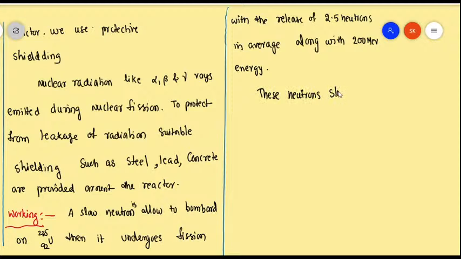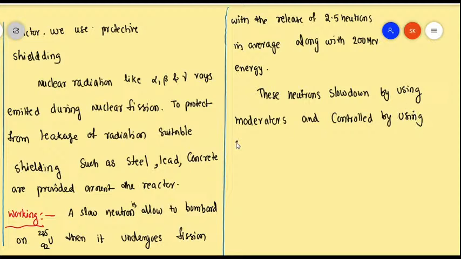The released neutrons, 3 neutrons are released here, but they are fast moving neutrons. These neutrons are slowed down by using what? Moderators, right? And controlled, meaning absorbed, by using control rods. When you want to stop, you can stop by using control rods.